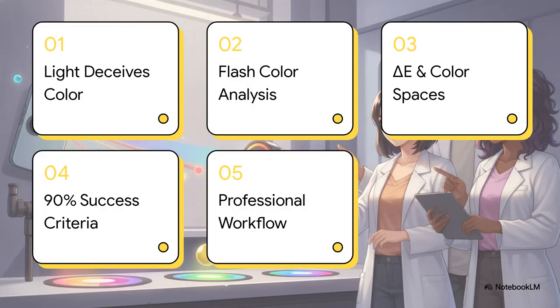Okay, let's dive right into our roadmap for today. We'll be looking at 1. How light deceives color. 2. How flash color analysis works. 3. Delta E scores and color spaces. 4. The 90% success criteria. And 5. Professional workflow and sectors. Let's get right to it.